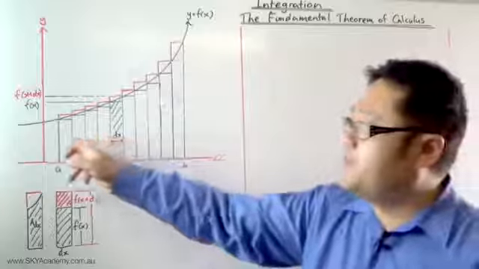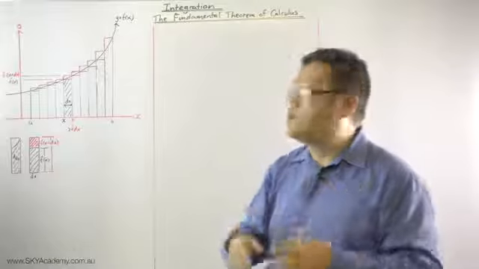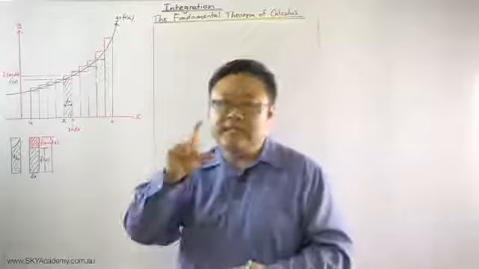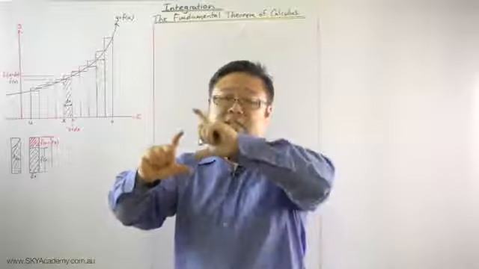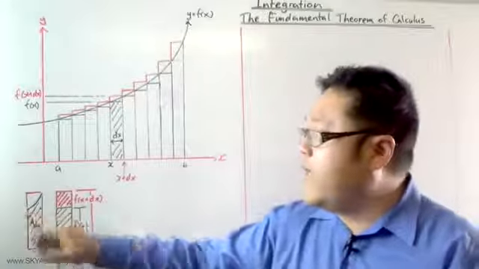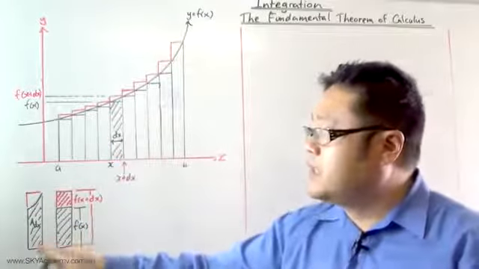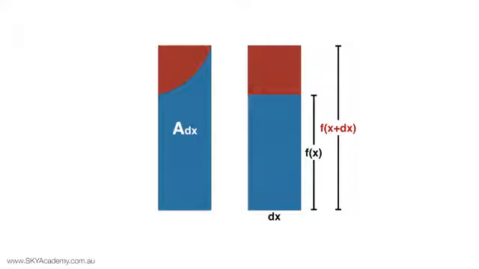Let's have a look at each of those strips. Each of those strips can make up a set of rectangles. One rectangle is going to sit slightly below the curve. The other rectangle is going to sit slightly above the curve, right? Let me demonstrate over here. Here we have just a slice of that curve. Now let's call the exact area under the curve A of dx.